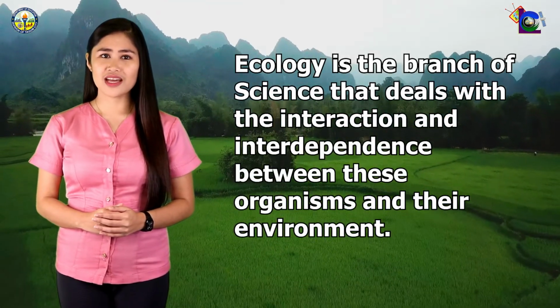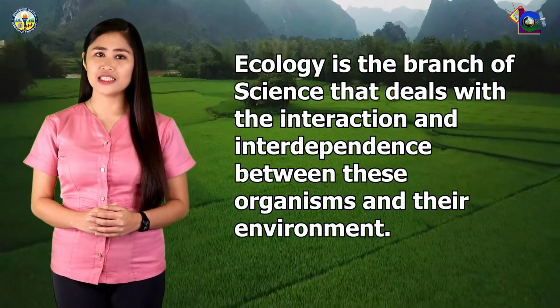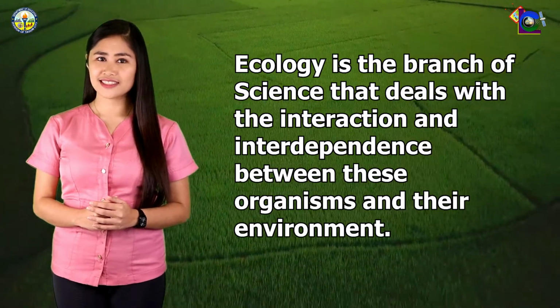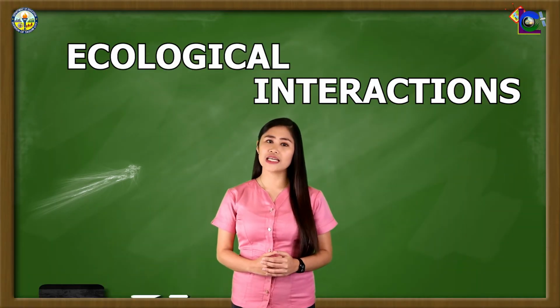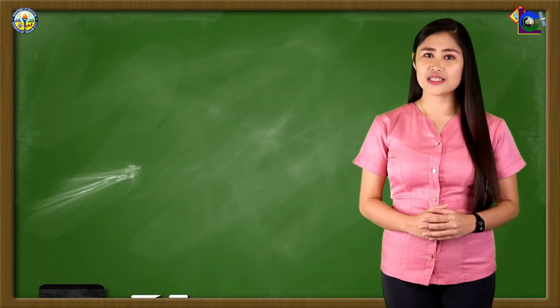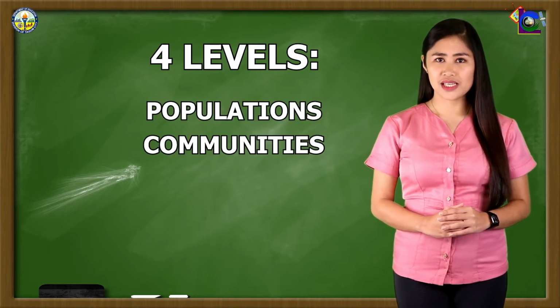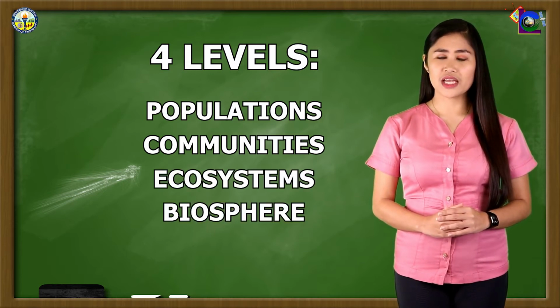Every living and non-living organism on Earth lives interdependently in order to survive. Ecology is the branch of science that deals with the interaction and interdependence between these organisms and their environment. In exploring ecology, it is vital that you come to terms with the ecological interactions that transpire in a specific area. It constitutes 4 levels, namely populations, community, ecosystems, and biosphere.